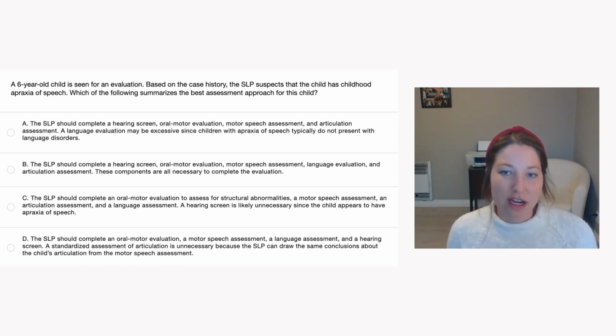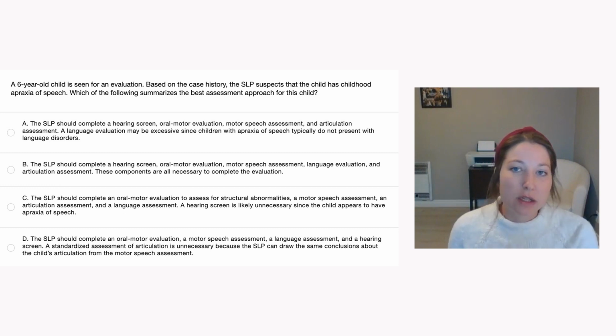Childhood apraxia of speech does not just affect motor planning. There are children with childhood apraxia of speech that do have language delays. They have language disorders. Children with apraxia of speech are more likely to have language disorders. So it's definitely something we need to do. We definitely need to evaluate for language. I would say it is unethical to not evaluate for language because we know those children are at higher risk of language disorder. So we need to look at the whole child, not just at what we suspect is the main problem.